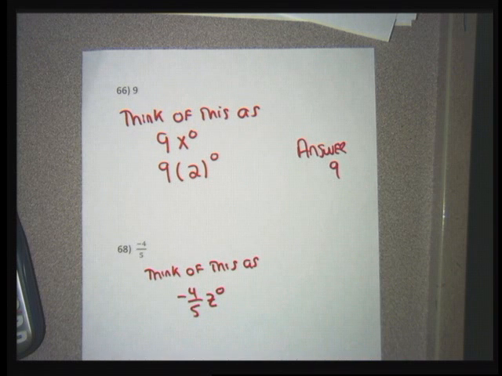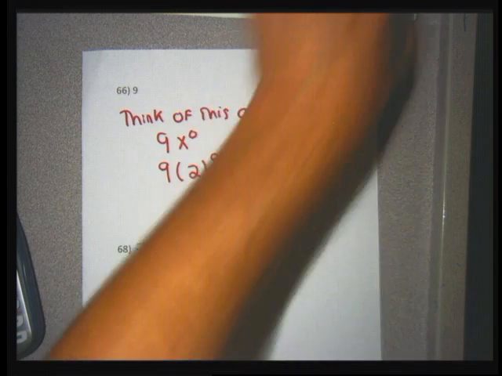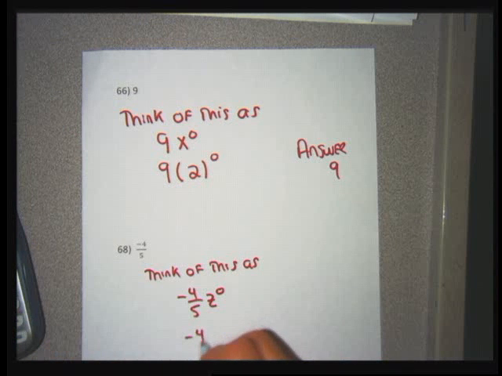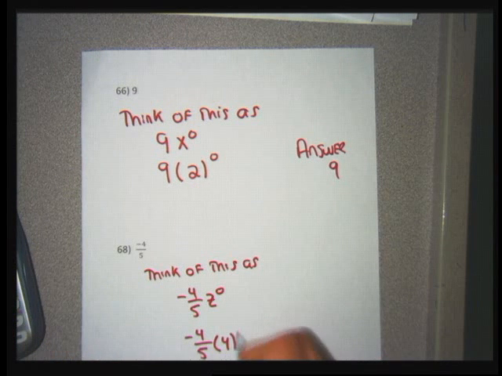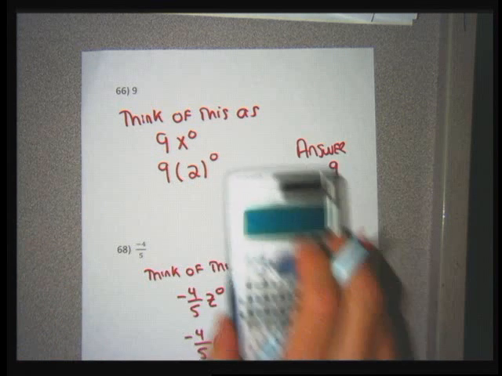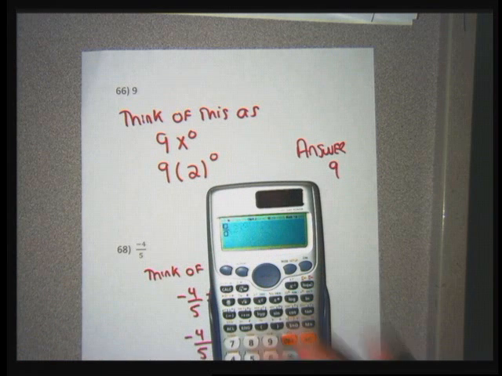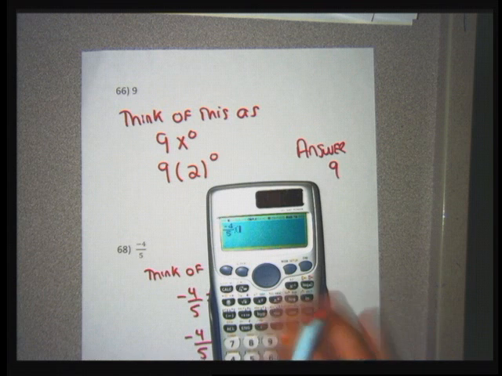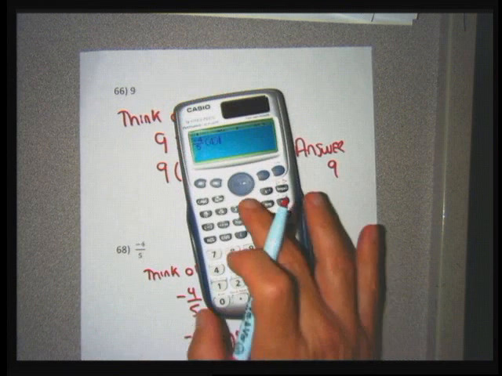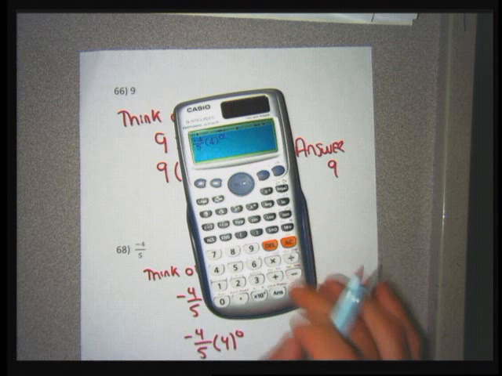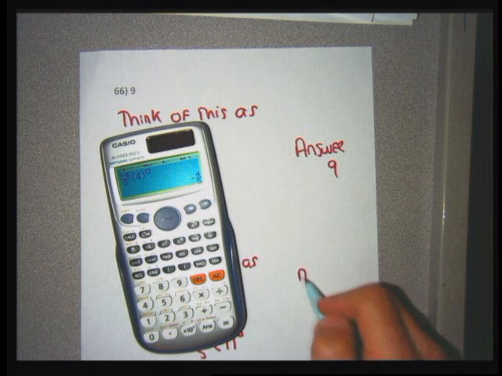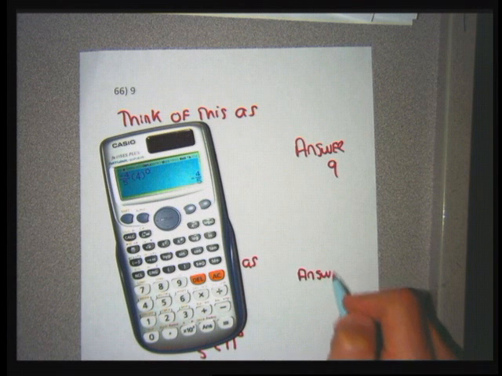So 68, I can think of this as negative 4/5 times z to the 0, and I can replace the z with 4. So I'd go negative 4/5 times 4 to the 0 power, and that's good calculator practice here. So I'm going to go fraction negative 4 over 5, arrow out of the fraction, parentheses 4 parentheses exponent 0 power, and when I hit enter, it's going to tell me it's negative 4/5. There's no reason to do what I did in terms of putting a letter into a problem that doesn't have a letter.